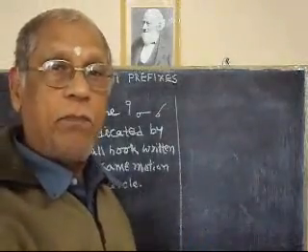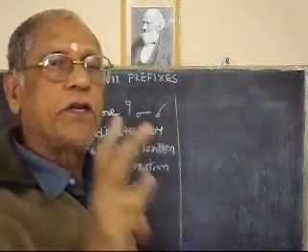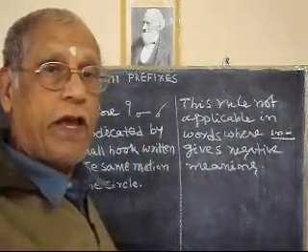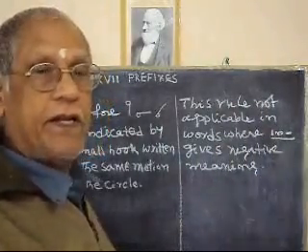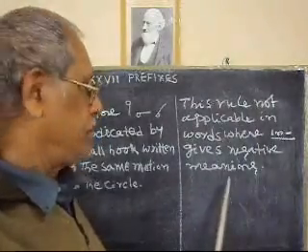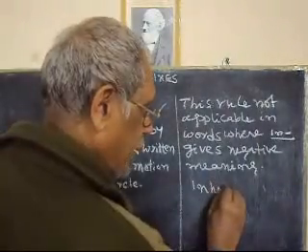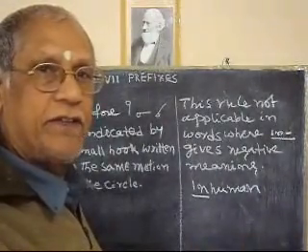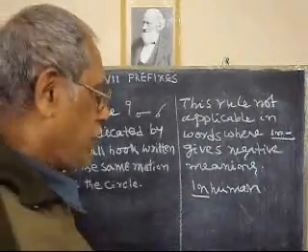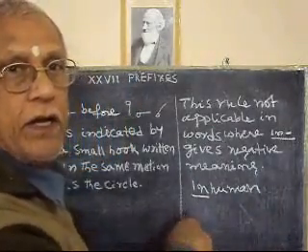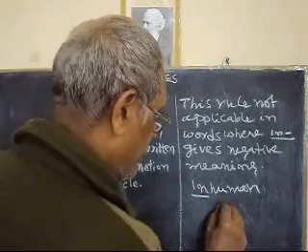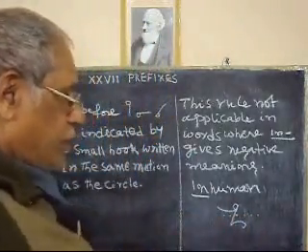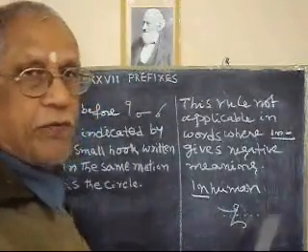But this rule is applicable only for positive words. So this rule is not applicable in words where the prefix in gives negative meaning. For example, inhuman. Here in this word, in gives negative meaning. Human, inhuman. Therefore, you cannot write this hook. Inhuman. So you will have to write in full. In.